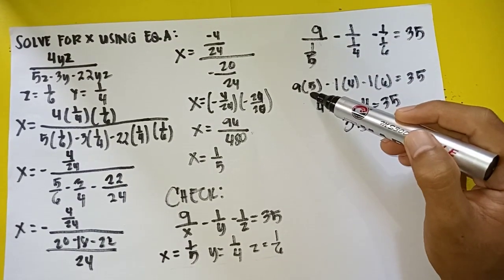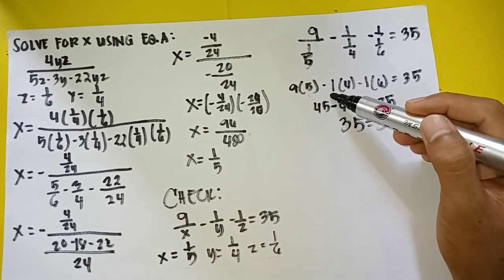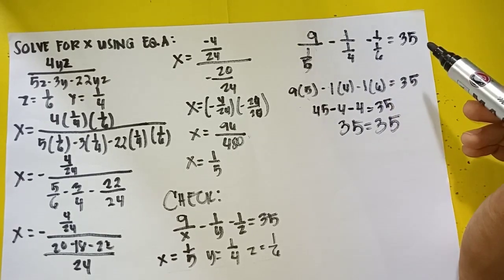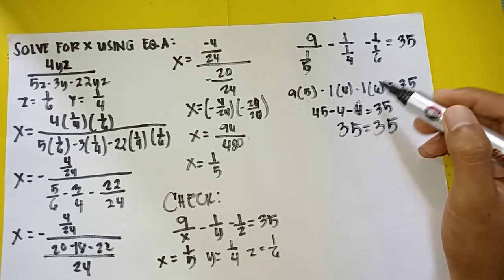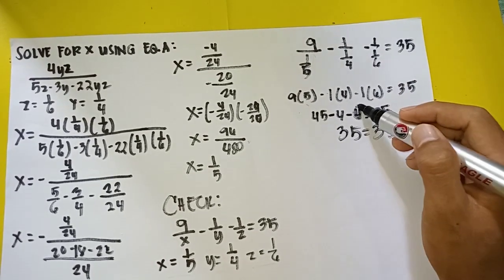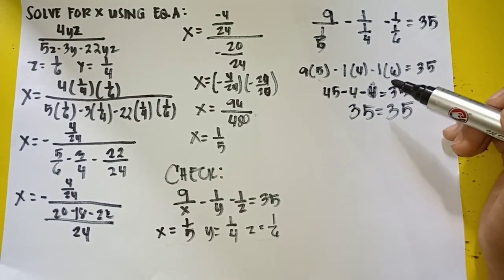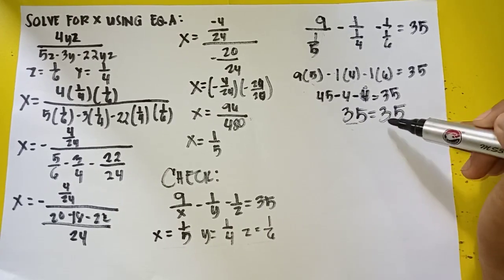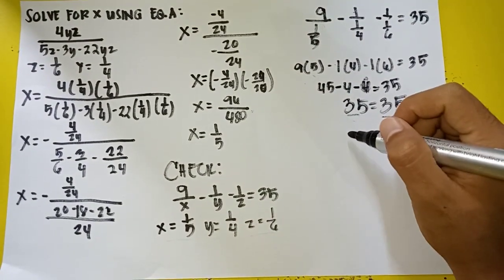9 times 5 is 45. Then negative 1 times 4 is negative 4. Negative 1 times 6 is negative 6. So 45 minus 10 is 35, equals 35. So our answer is correct.